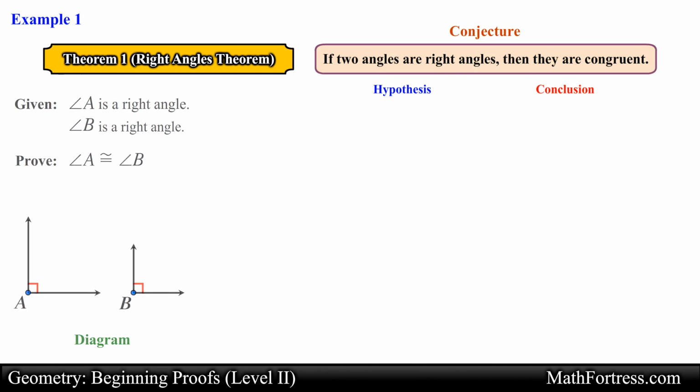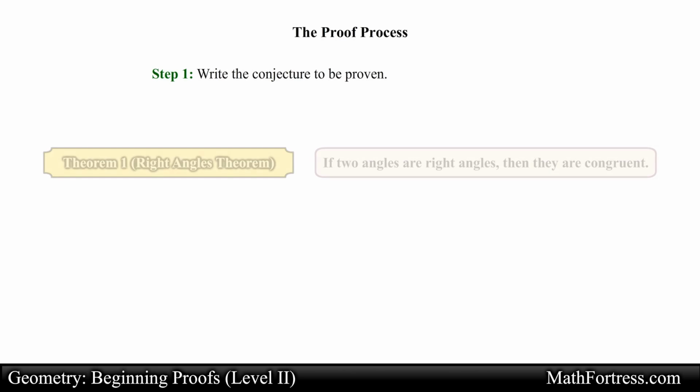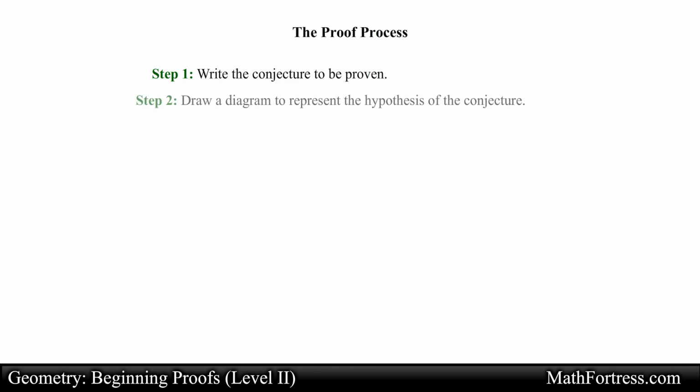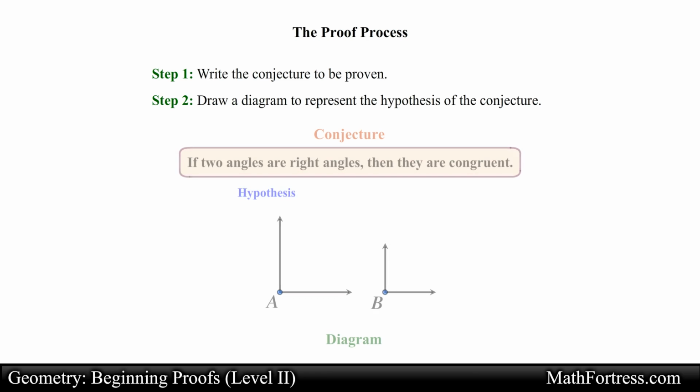The proof process can be broken down into 5 steps. In the first step, we write the conjecture to be proven. This step is usually written for you in the form of a theorem that you need to prove, but in the event that it is not provided to you, you will need to write it down. Step 2. If a diagram is not provided for you, then you need to represent the hypothesis of the conjecture by drawing a diagram. Remember, the hypothesis is usually the statement after the word if.